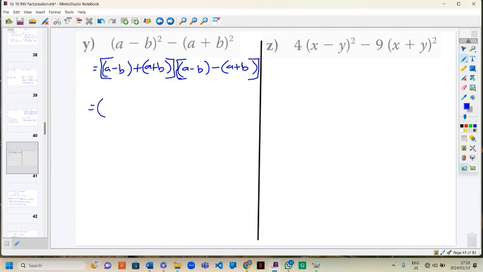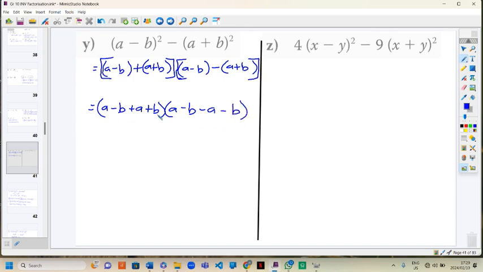Okay, so what's a positive times a? A, positive times negative b, negative b. Positive times a, positive times b, positive b. All right, positive times a, positive times negative b, negative times a, negative times b, negative b.